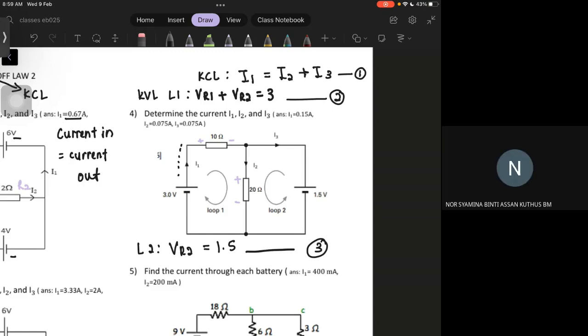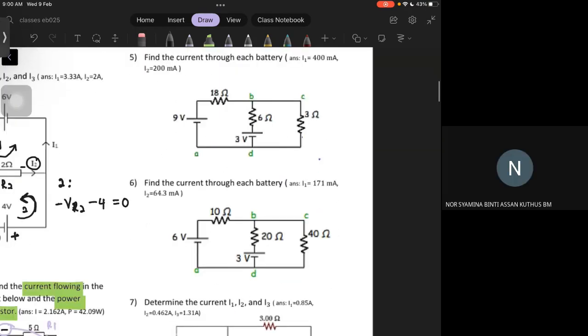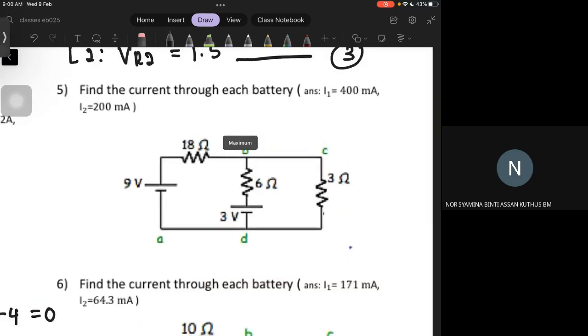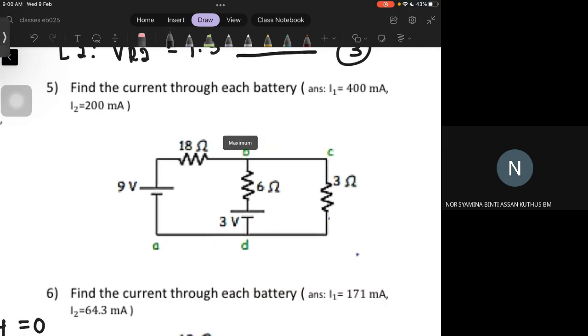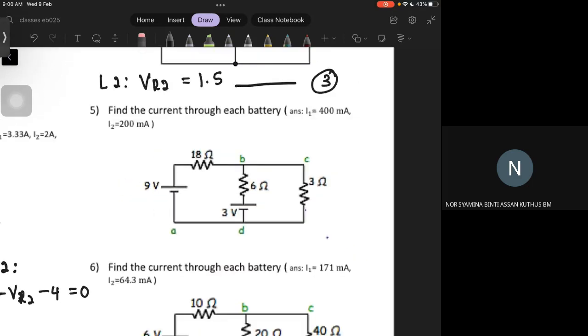Alright, so kita ada masa sikit lagi. Kita pergi keluarkan formula untuk soalan 5 ni. Nanti saya akan berikan soalan ini, awak boleh cuba buat semula. Now I'll just discuss with you.